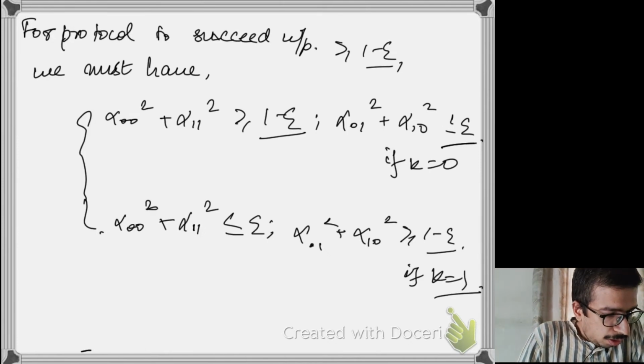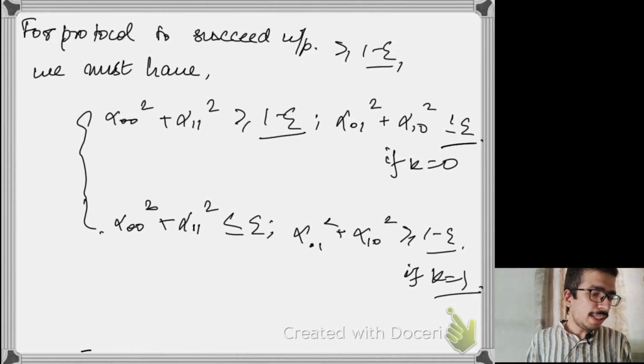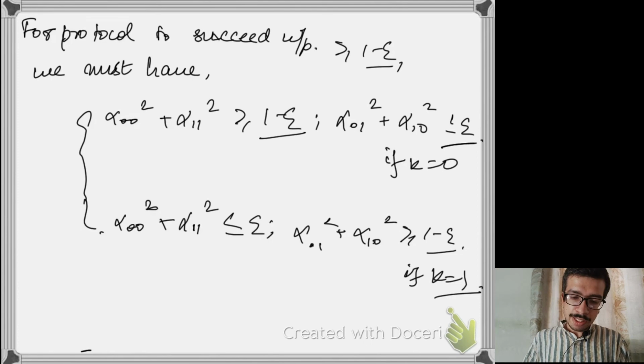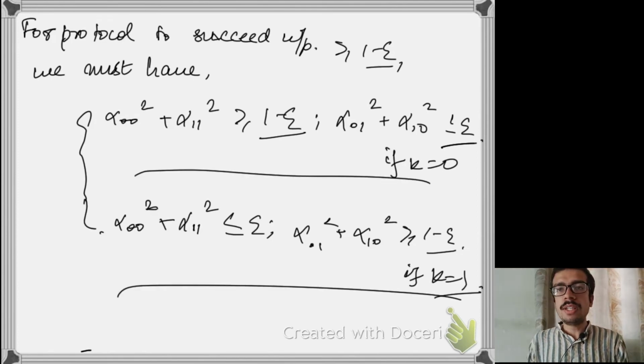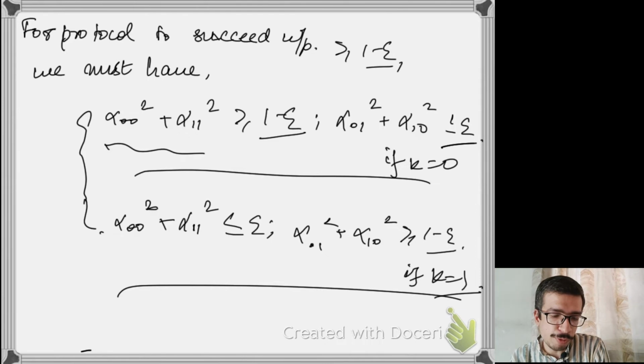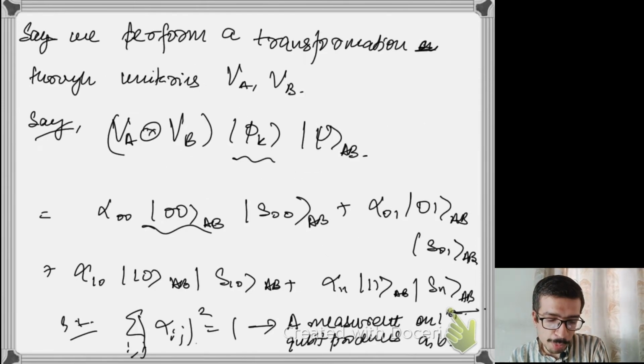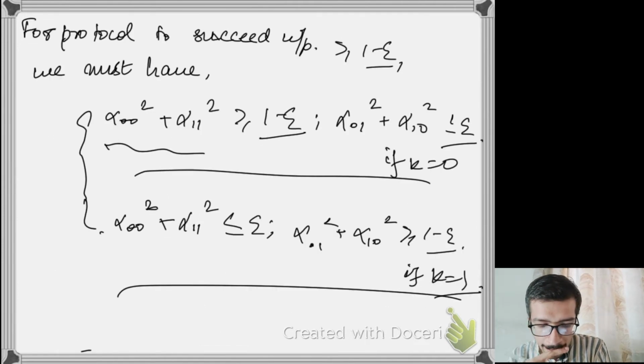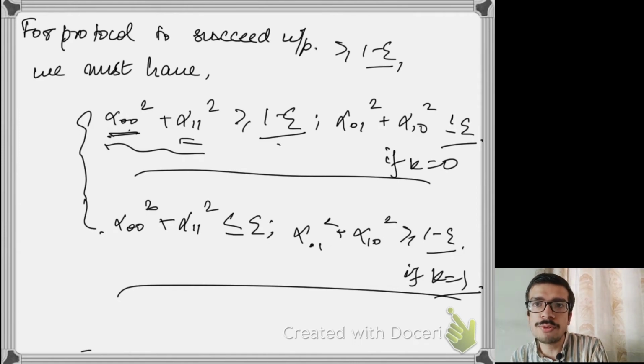Okay, so let's say that each applies a Z gate. So why is this true? Because ultimately what I want is that if k equals 0, then A XOR B must be 0 with probability greater than or equal to 1 minus epsilon, right? So if they measure their states, the probability of getting both zeros is going to be |alpha_00|^2. The probability of getting both ones is going to be |alpha_11|^2. So basically the sum of squares of these coefficients must be greater than or equal to 1 minus epsilon for them to succeed with probability 1 minus epsilon if k equals 0.